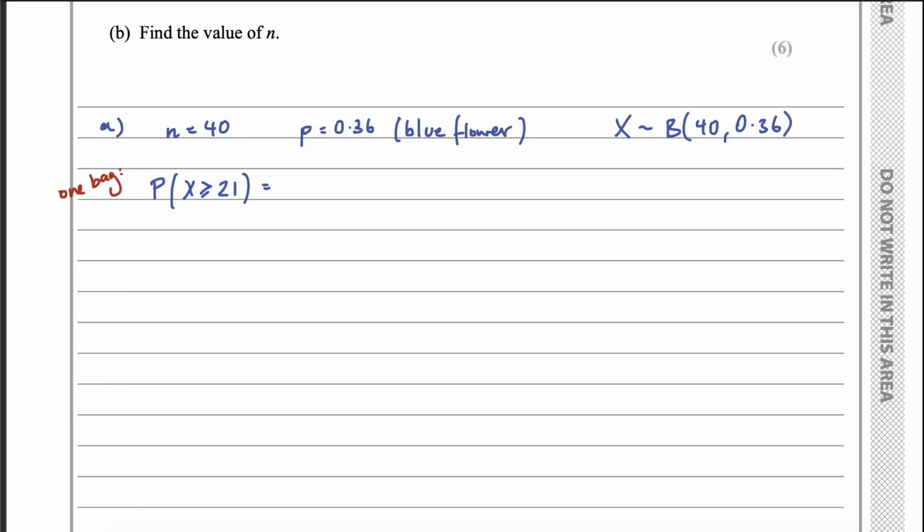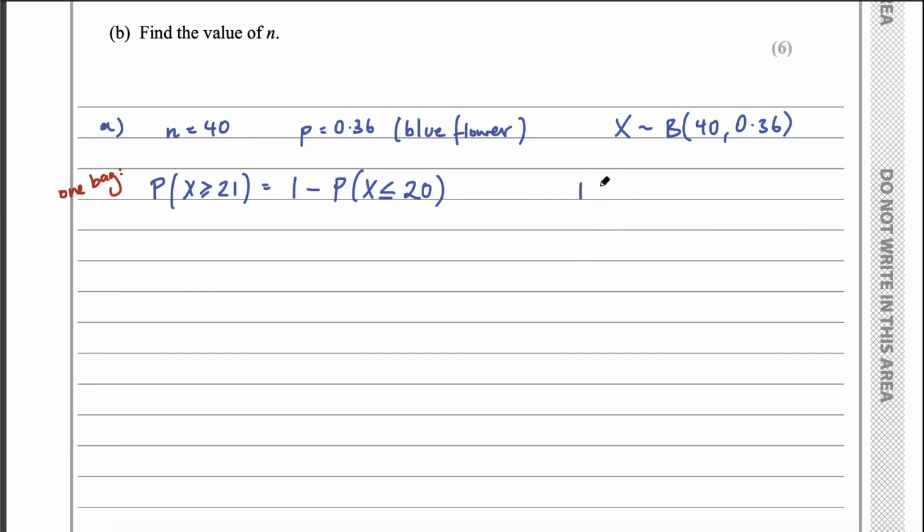And in order to work this out with the calculator, I'm going to want the complement of this probability, because that's the way my calculator works. I can only put a maximum value in, I can't put a minimum in. Your calculator may be different, but I need the complement for the way I'm going to work it out. So the complement of greater than or equal to 21 will be 1 take the probability of X less than or equal to 20.